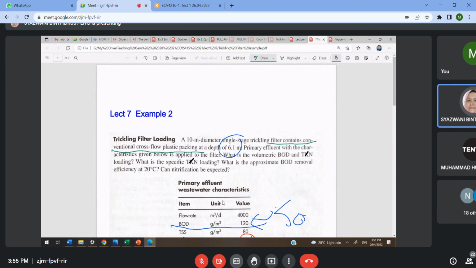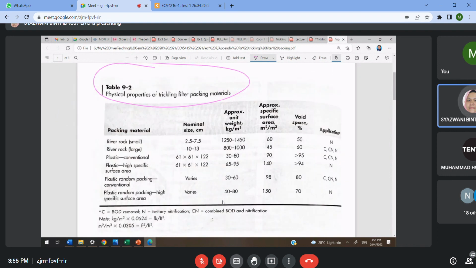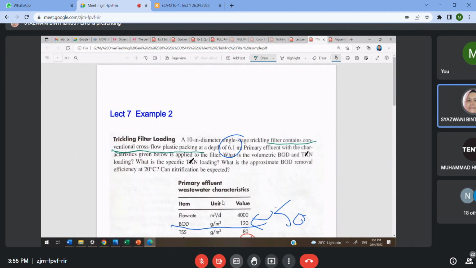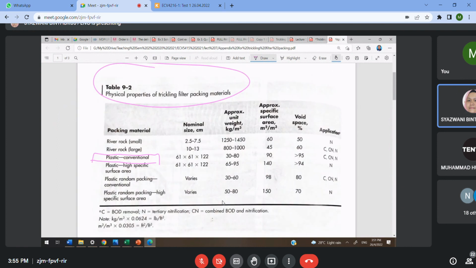These are the keywords that tell us which row we would like to refer to in this table. In this case we refer to the plastic conventional, because it's mentioned here, plastic packing. Conventional cross-flow plastic packing. So don't go and take high specific surface area or random packing. This question is easy because the keywords are clearly stated in the question.